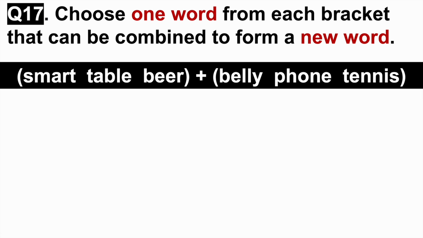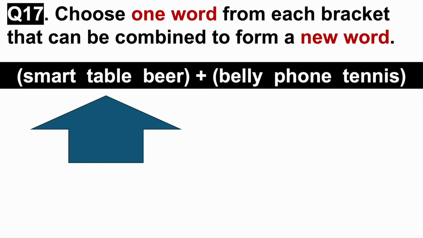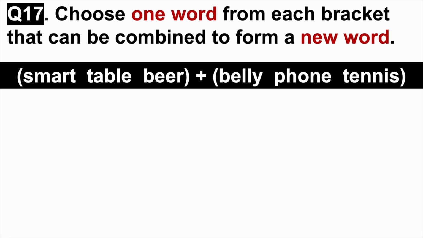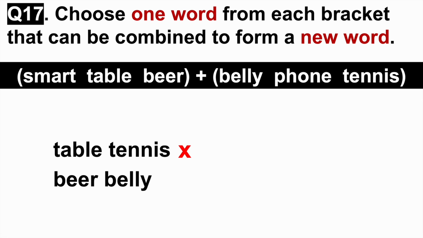We have to choose just 1 word from the first set of words and combine it with 1 word from the second set of words to create 1 new word. Now, lots of people would instantly choose table tennis, but that's incorrect because that is effectively 2 words. Other people might choose beer belly, but again, that's incorrect because that's 2 words. We are looking to combine 2 words together to create 1 word.